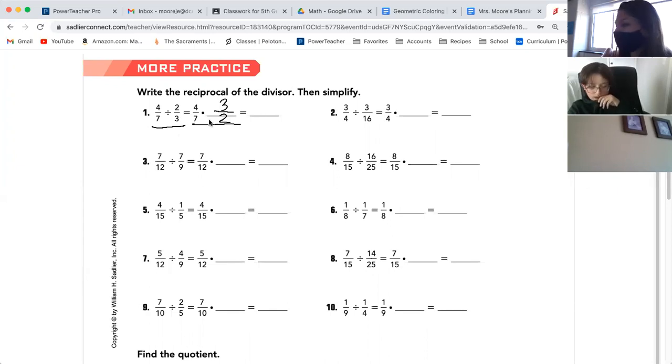So everyone on this first one, just please go ahead and write 4/7 times 3/2. And what would that end up being? 12/14. Reduce it, please. 6/7.